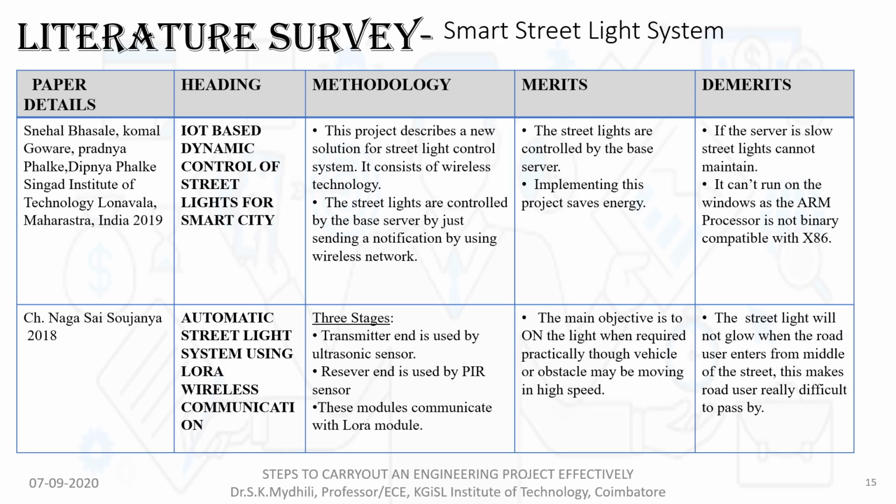Here the demerit is that the street light will not glow when the road user enters the middle of the street. Because of the sensor technology, the sensor will sense only a particular area. It has some range. So that is a drawback here.